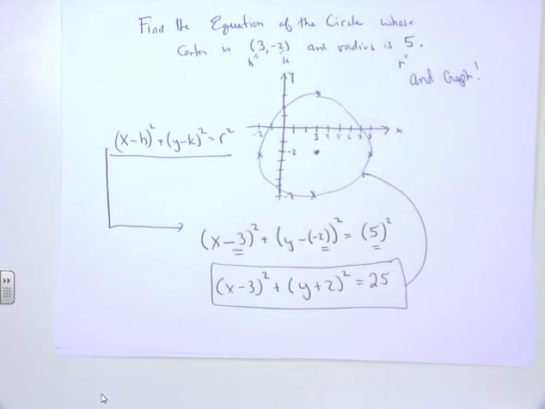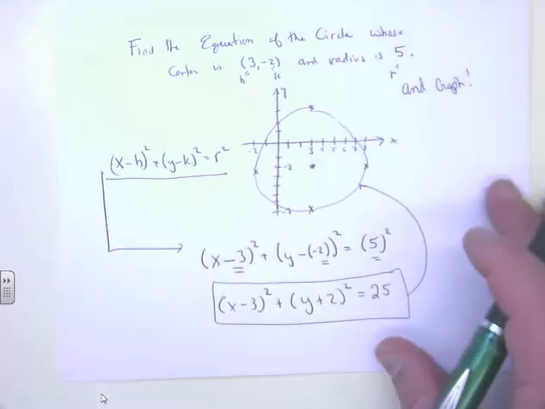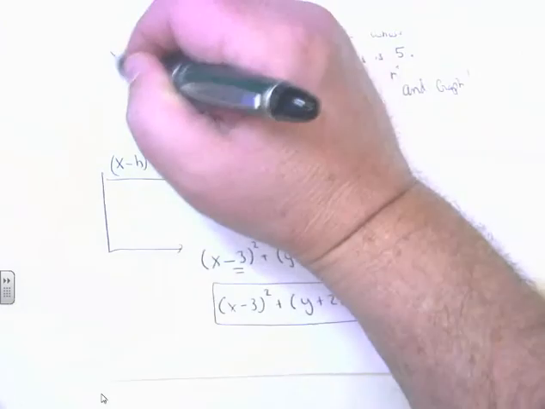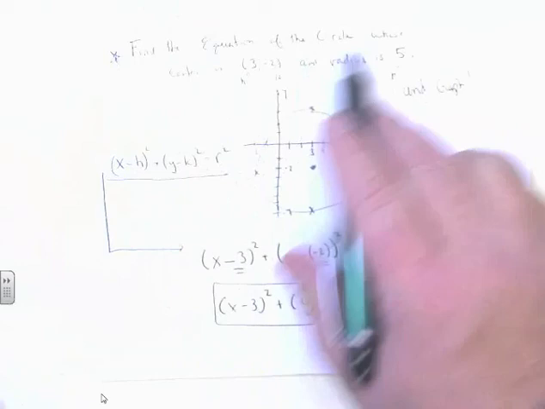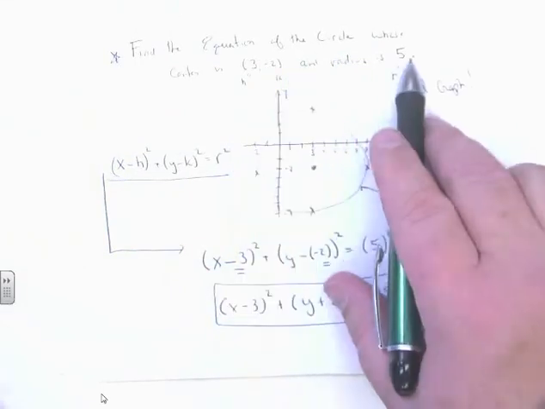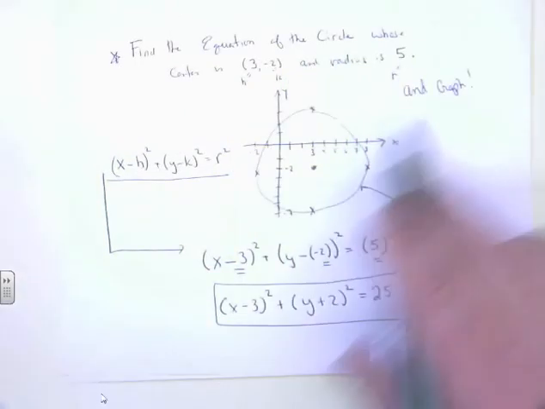That's it. Nothing too deep. Don't worry, I can make it harder for you. But this is it. But you got to have the ability to go backwards and forwards. And what I mean by backwards and forwards is this. Look at this question. Find the equation of a circle whose center is 3, -2, and the radius is 5. And graph it, so I graphed it.